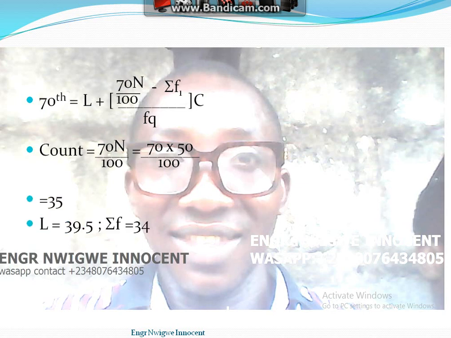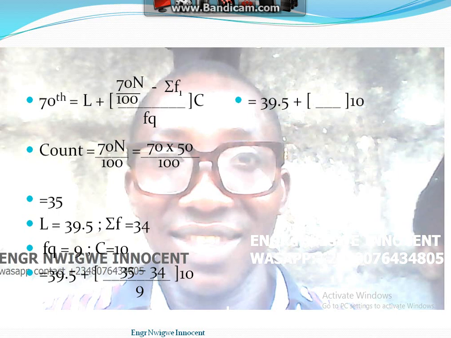Therefore, the lower class boundary L is equal to 39.5, sigma F is equal to 34, FQ is equal to 9, C is equal to 10. Then substitute these values into the formula. We now have 39.5 plus, in parentheses, 35 minus 34 all over 9 times 10, which gives 39.5 plus, in parentheses, 1 over 9 times 10, which gives 39.5 plus 10 over 9, which is 39.5 plus 1.11, which gives us 40.61.